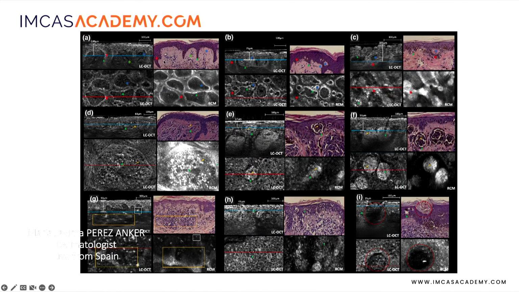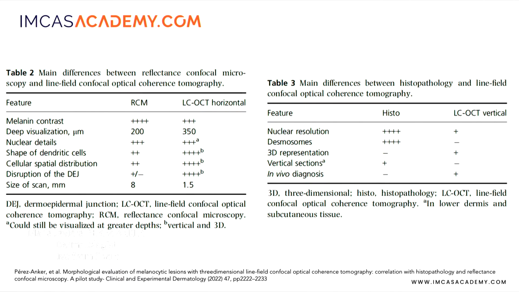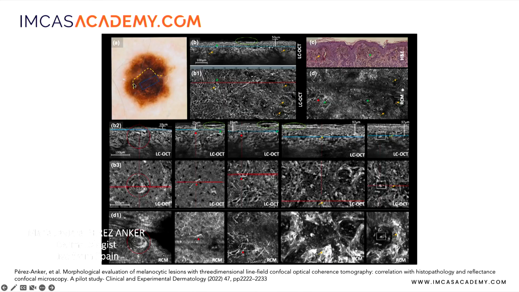For example, we did this summary to see that every single pattern that we can see in confocal, we could also recognize in LCOCT. For example, I'm going to show you an example of this: atypical, very severe atypical nevi. Look at this dermoepidermal junction with all of this activity and inflammation around, and it correlates exactly with the histology. And here is the horizontal view with the dendritic cells, exactly the same with RCM.